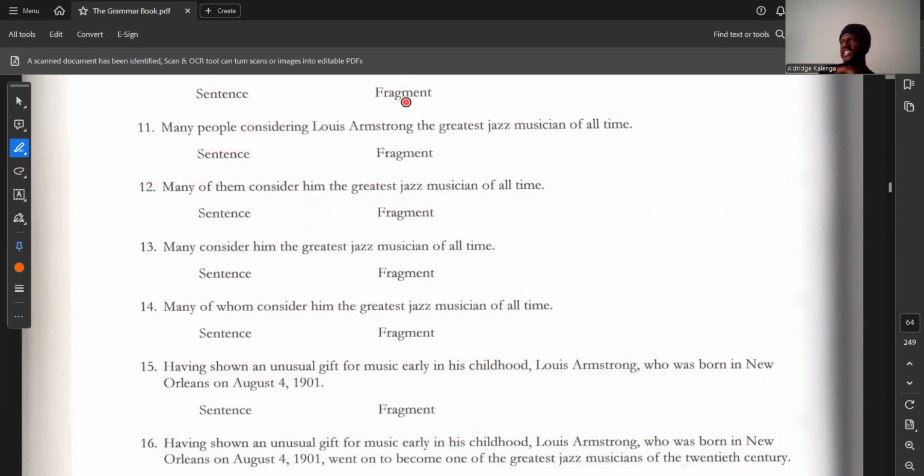So in English, there's certain things that are sort of optional, right? So when you're using pronouns like many, if you say many of them consider him the greatest jazz musician of all time, that's the same as saying just many consider him. You don't have to say many of them, or many people. Let me give you guys a good example. If you guys have probably seen those Oprah jokes, you get a car, and everyone gets a car, right?